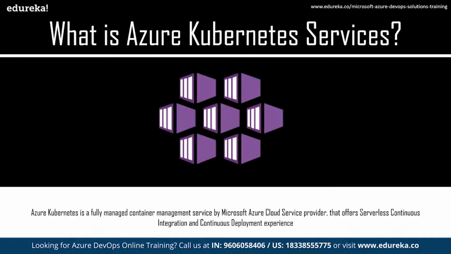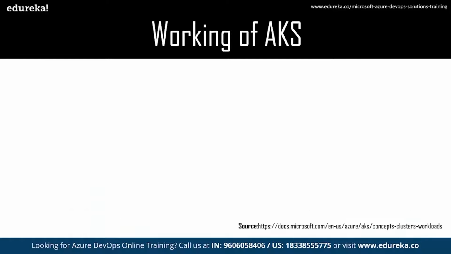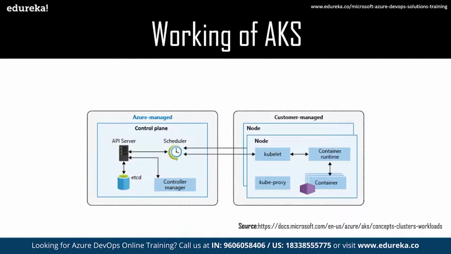Let us now move further in this Azure Kubernetes Service tutorial video and try to understand some other important pointers, like how the architecture of Azure Kubernetes Service works. To understand the working of AKS, you can see this diagram on the screen. It's a fairly simple diagram and it tells you what Azure Kubernetes Service does. We've already seen how the Azure Kubernetes architecture works, I mean, we know what all components it has. This is a more detailed view.